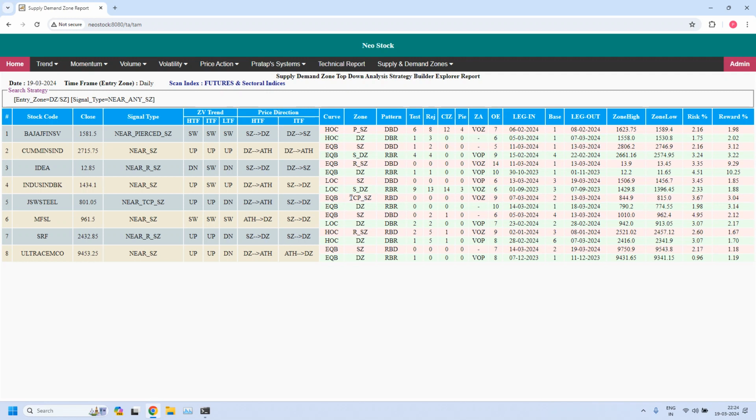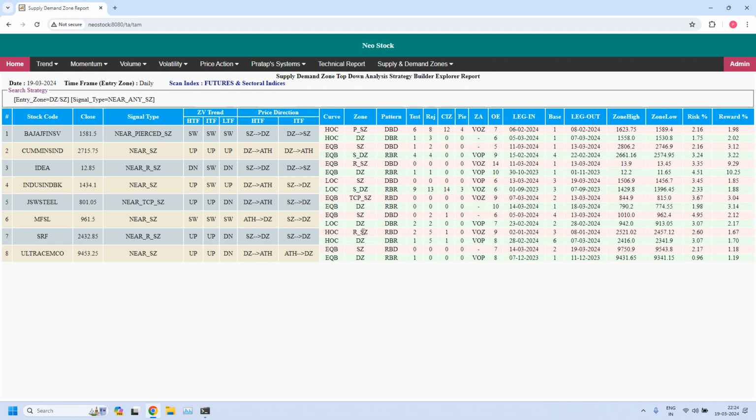JSW Steel, today we did not get the trade. Once again it is listed. We already fine-tuned this zone that you can watch from today's HLQ zone analysis video, but that will be coming a little late tonight.